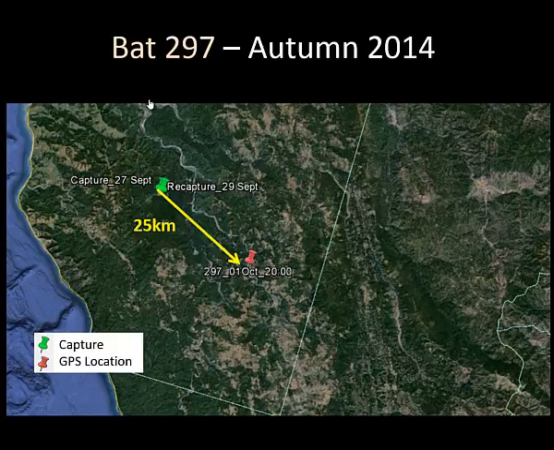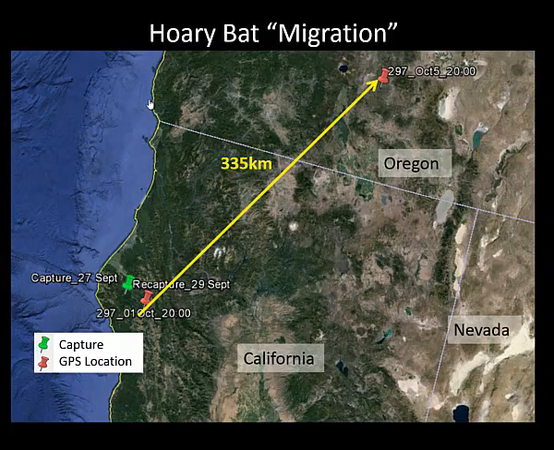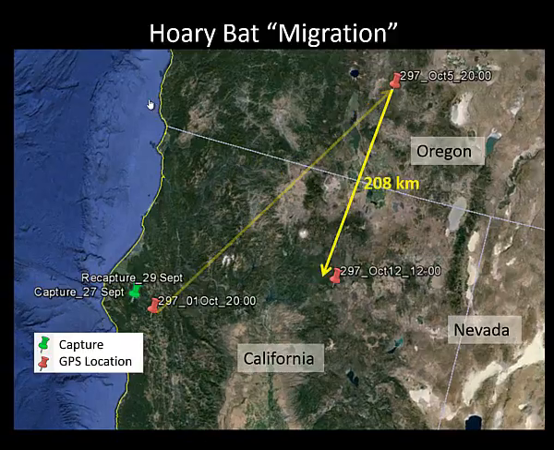So maybe we'll try another bat. This one was captured on the 27th, and again 2 days later recaptured at our site. And then 2 days after that, 25 kilometers away in that same southeast direction. So we start to think we're maybe on to something with this southeast movement. But again, totally wrong. This bat had gone 335 kilometers. That's about 60 to 70 kilometers per night. And it had traveled to the northeast into Oregon. I don't think that's migration. Why is it moving north in October? We're not sure. The bat maybe wasn't sure either, because it headed back into California.